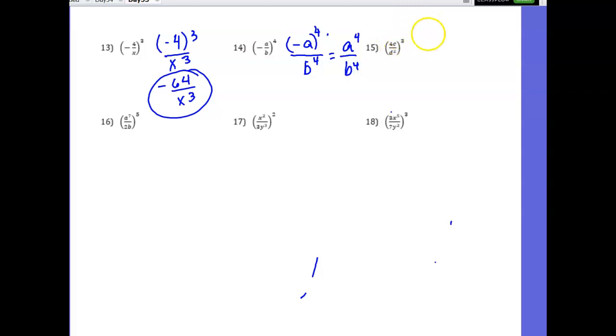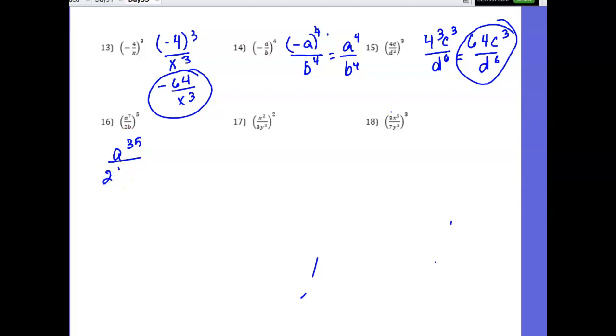All right, 15, we end up with 4 cubed, c cubed, over d to the second to the cubed, which would be d to the 6th. And when we evaluate, we get 64 c cubed divided by d to the 6th. All right, this one, 16, a would be to the 5th power, 2 would be to the 5th power, b would be to the 5th. When we evaluate 2 to the 5th, we get 32, so 32 b to the 5th.